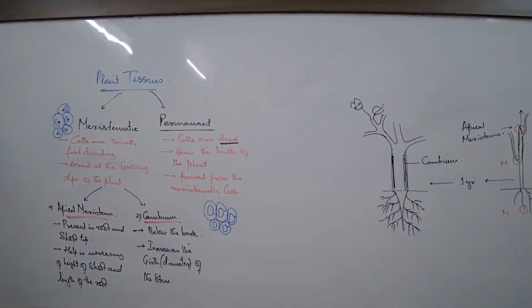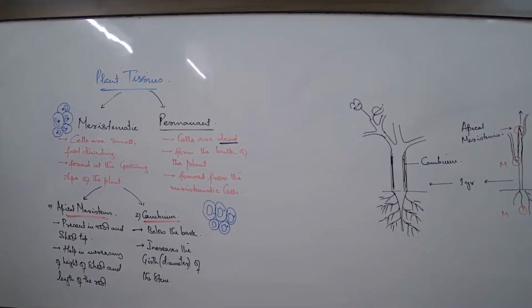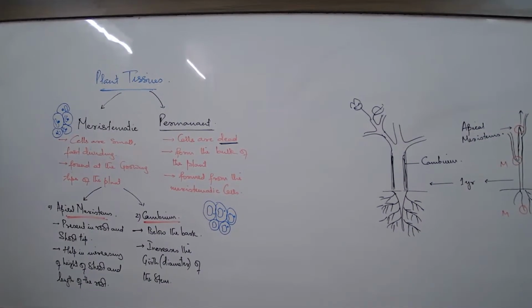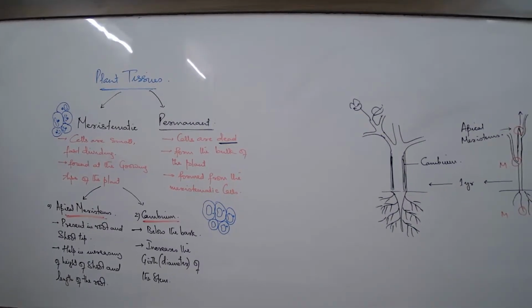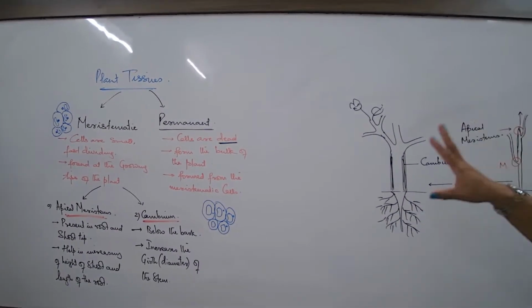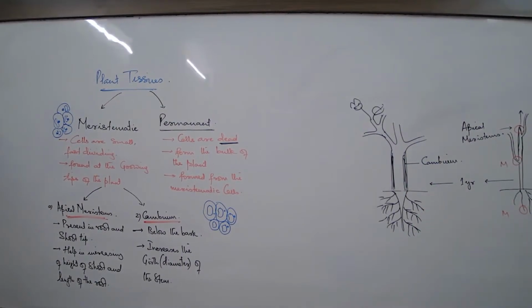Clear? But one permanent cell, can they divide to give rise to two permanent cells? No, they are dead. Meristematic, one cell can divide to form two cells, and out of those two cells, one will get transformed into permanent, the other will continue to be meristematic. That is the method.